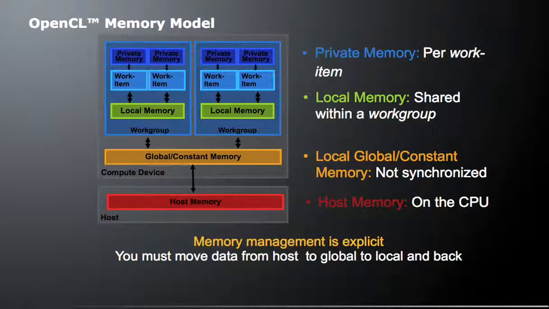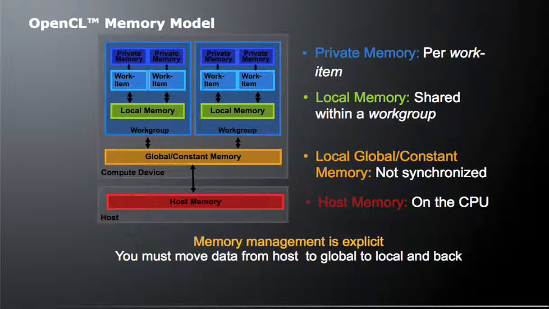Again, we'll start with our host here on the bottom and our compute device. Our host processor has some host memory. This is memory that's on the CPU and accessible by the CPU. Our compute device has a global memory as well as constant memory. This is not synchronized. So when we access this memory, it is not synchronized, and we have to be very careful using it within a single kernel. Between kernel calls, we can use events to make sure that the memory has been synchronized.